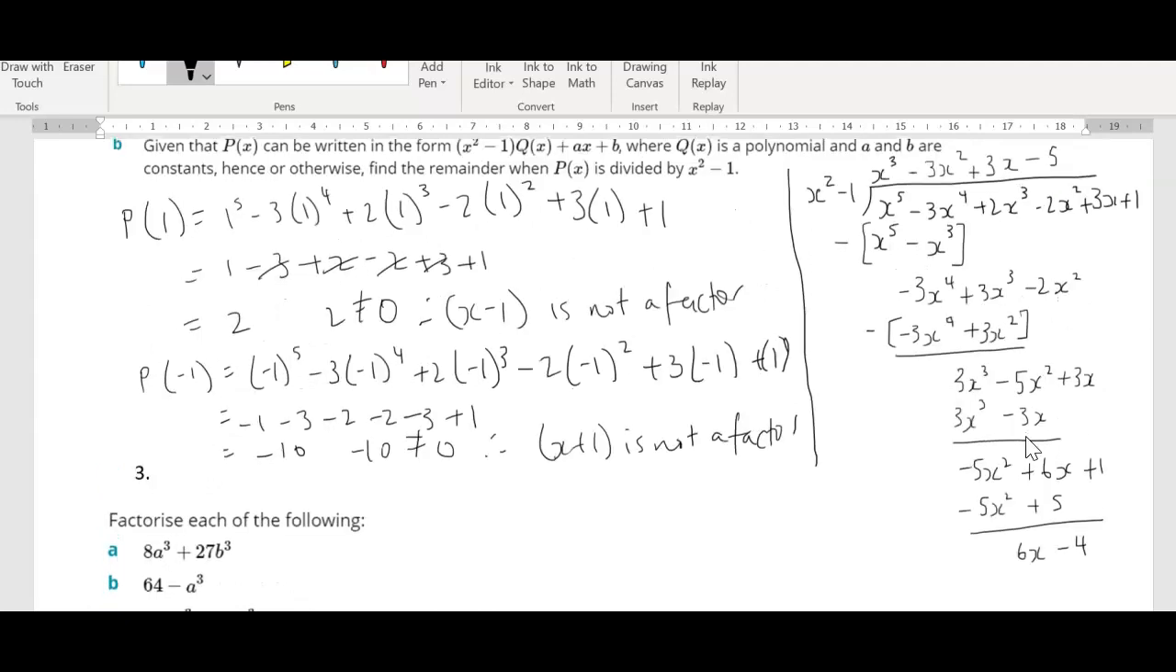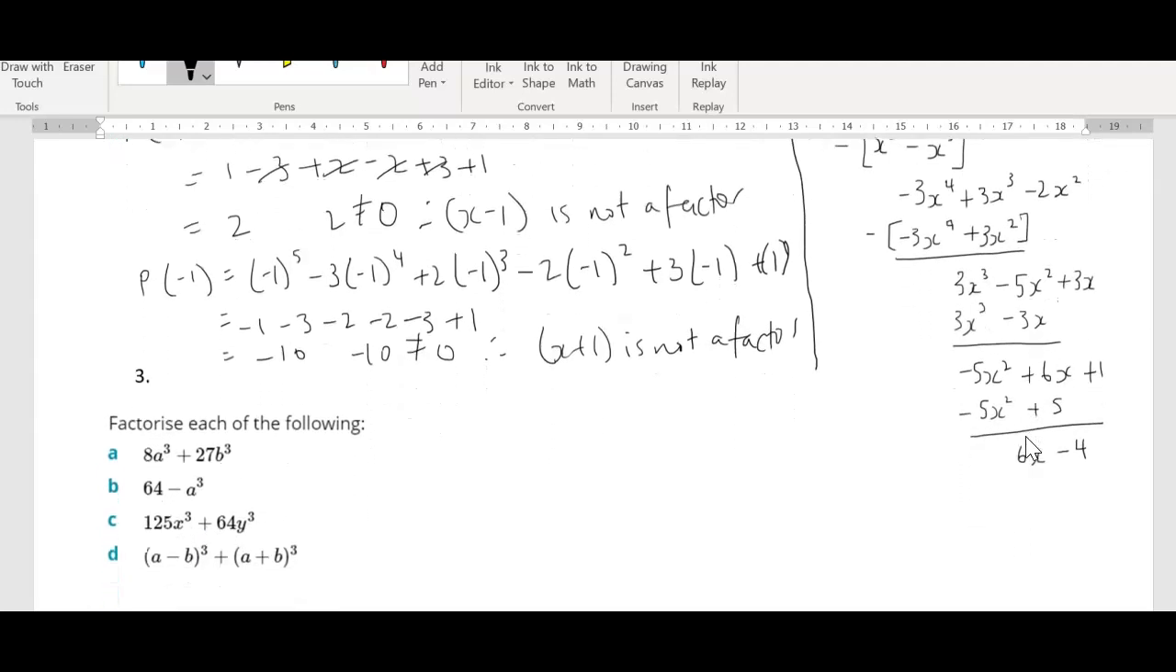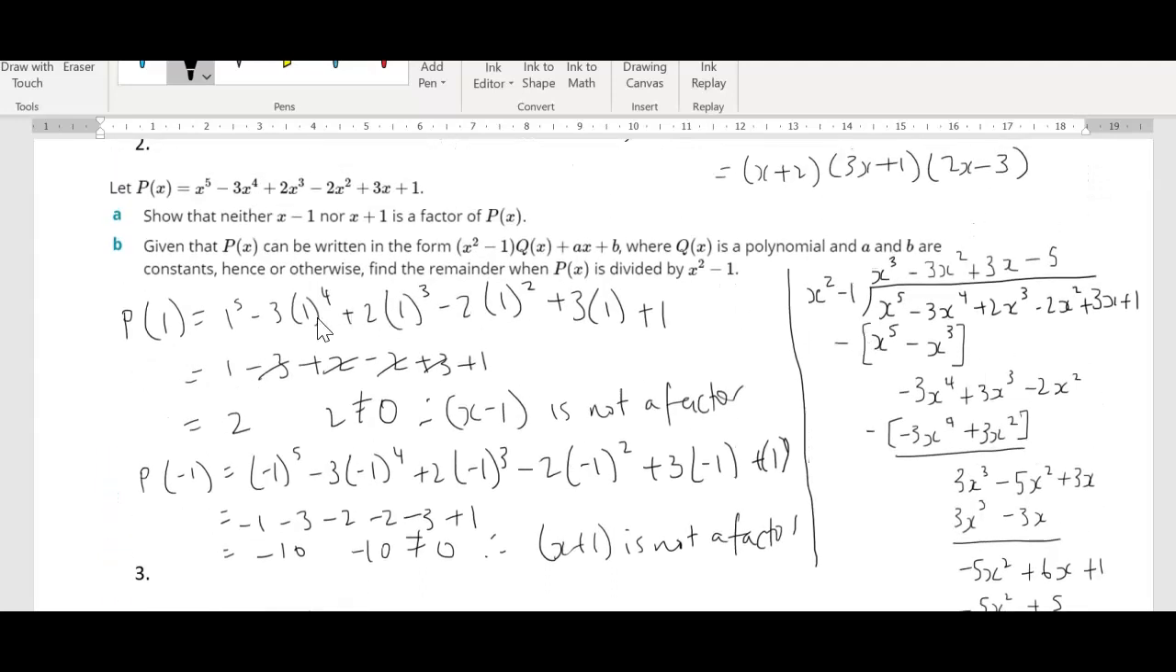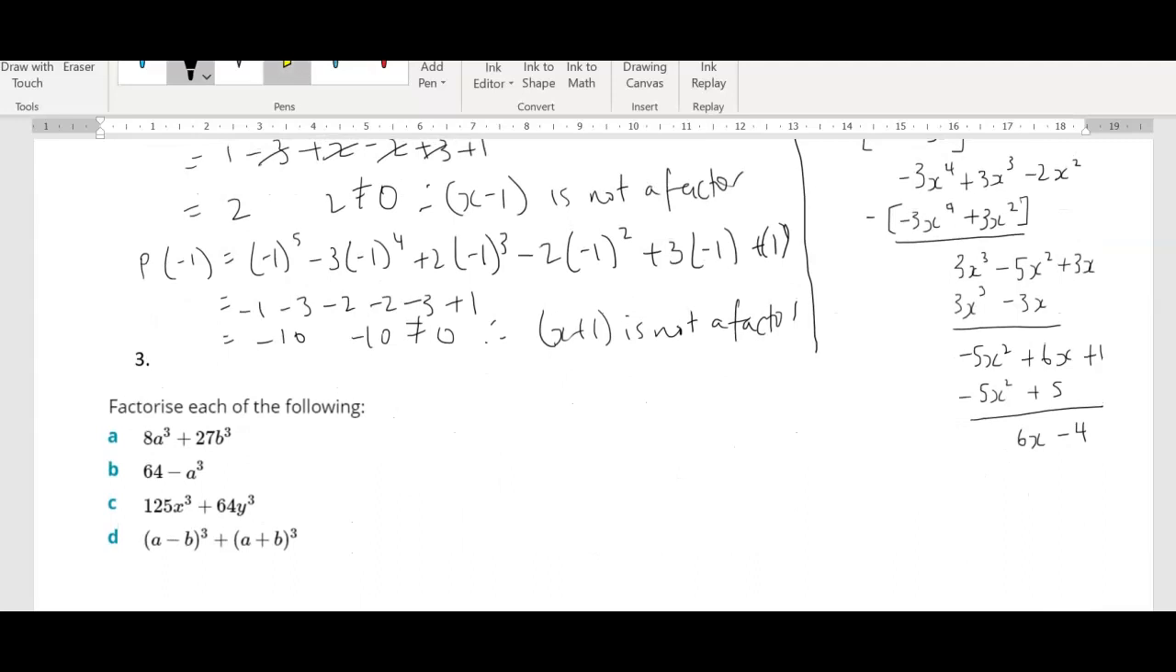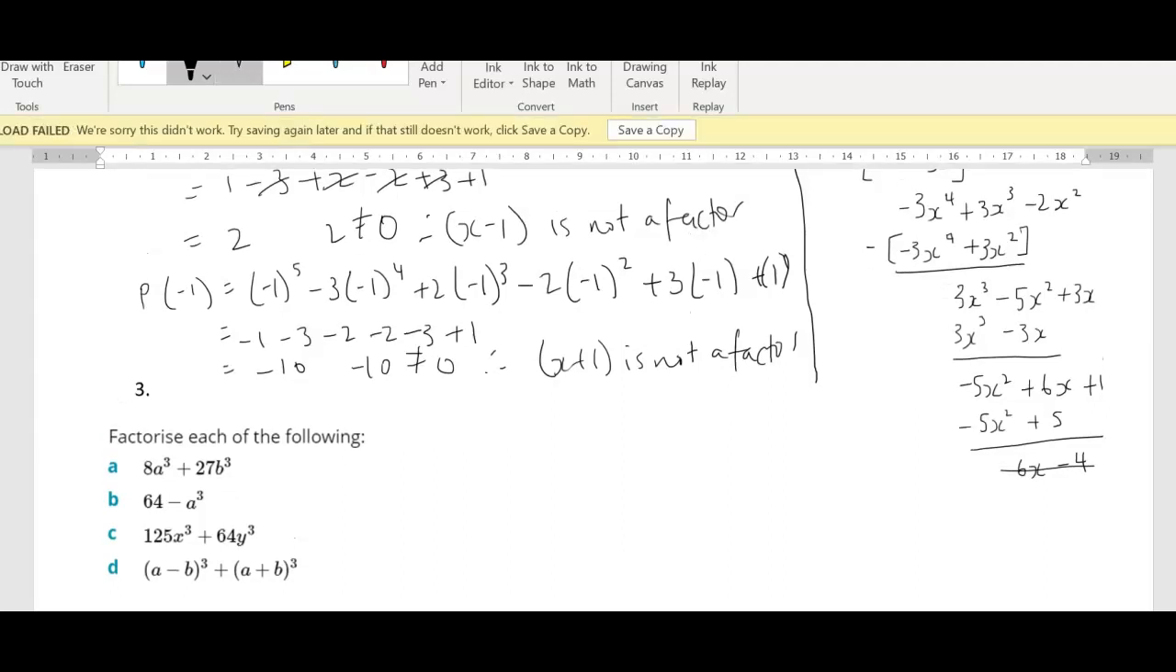So again, just checking my answer before I move on. The question is asking, find the remainder. So this is your remainder, 6x minus 4. Oh gosh, that wasn't meant to happen. I was meant to highlight that. There we go. All right, so that's your remainder.